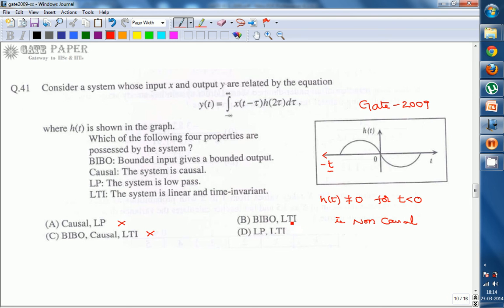Now we will go for checking option B and option D. First we will go for checking option B. Coming to the LTI system, verifying this as an LTI system, given y of t equals integral minus infinity to infinity x of t minus tau into h of 2 tau d tau.